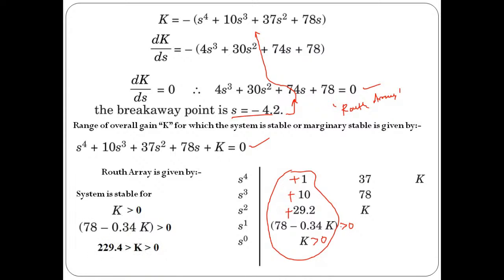If you apply that logic, we will get this as an answer. So this is the range of k for which the system is going to be stable, that means from 0 to 229.4. This is very important.